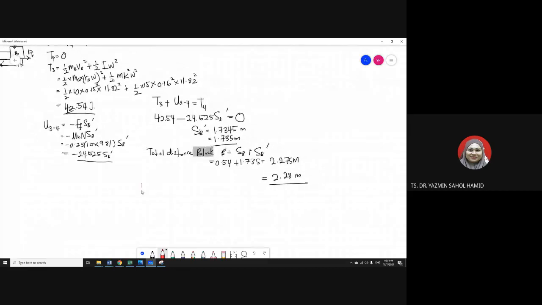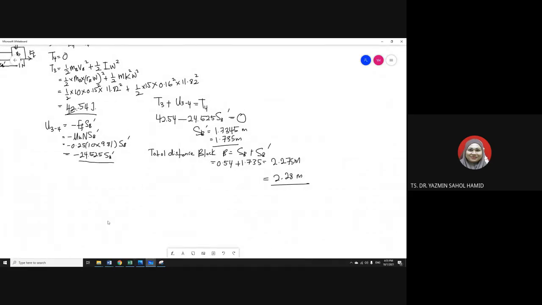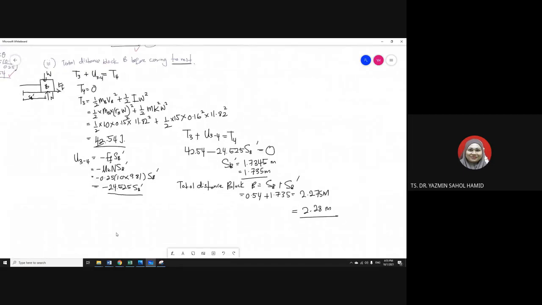This question is a bit different because it involves distance of movement compared to the questions we did earlier. This question is worth 4 marks. I would assume this one you get 1 mark, this one also 1 mark, 1 mark, and then the answer 1 mark. So it will be 4 out of 4. That's how you do it.